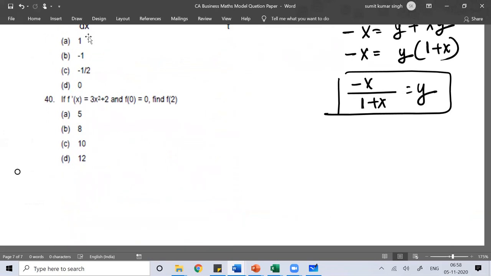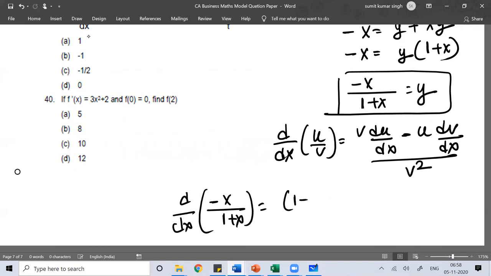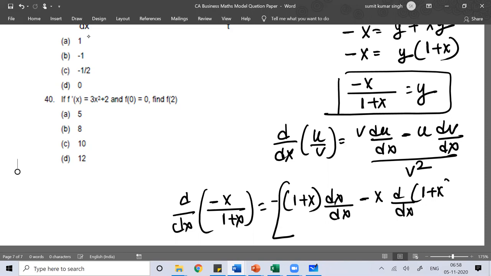So now if you do the differentiation of this, I hope you know the differentiation of u by v. That is v du by dx minus u dv by dx divided by v square. So differentiation of minus x by 1 plus x: keep minus outside. Then 1 plus x into dx by dx minus x, then d by dx of 1 plus x, divided by 1 plus x whole square.